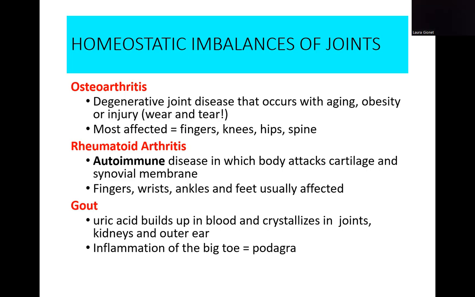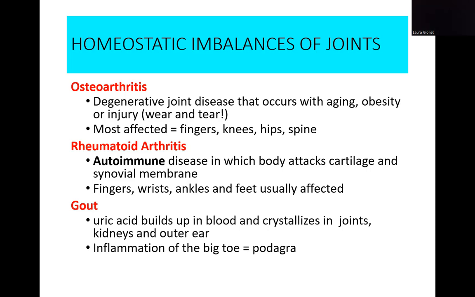Rheumatoid arthritis is an autoimmune disease. Now, that's something else where you start to make antibodies to some of the cells that form cartilage and the synovial fluids in the membrane. Areas that are most affected are your fingers, wrists, ankles, and feet.